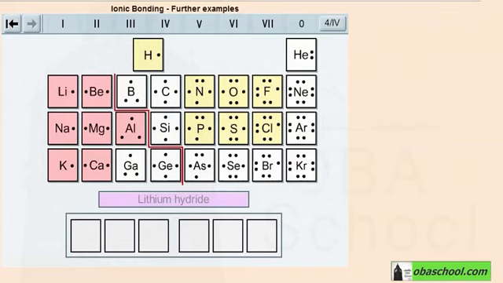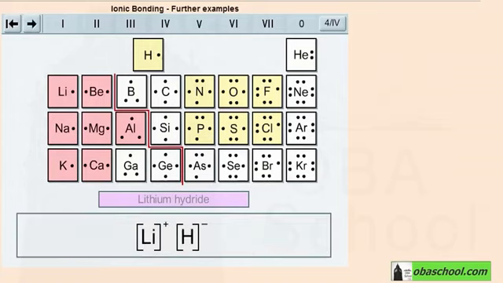Let's take another one. We have lithium hydride. The elements are lithium and hydrogen. The electron of lithium will be transferred to hydrogen, and thus we have Li+ and H-. The formula of lithium hydride is LiH.